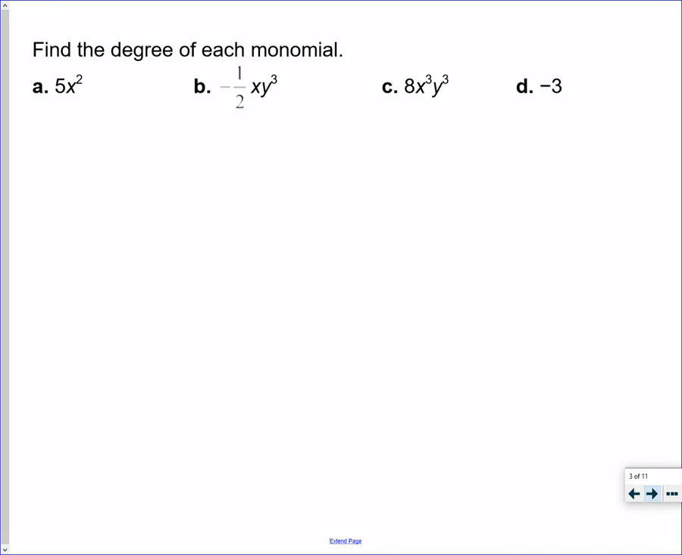So the degree of each of these monomials will just be about the exponent. The degree on the first one is just 2 because that's the only exponent that's there. The degree on letter B is actually 4 because you can see this 3 that's on the y, but there's also a 1 on that x. So we would add those two together. The degree of letter C is going to be 6 because we're going to add the 3's together. And letter D is kind of a trick question. There isn't a variable. I said the degree would be the exponent on the variable. No variable. The degree is going to be 0.